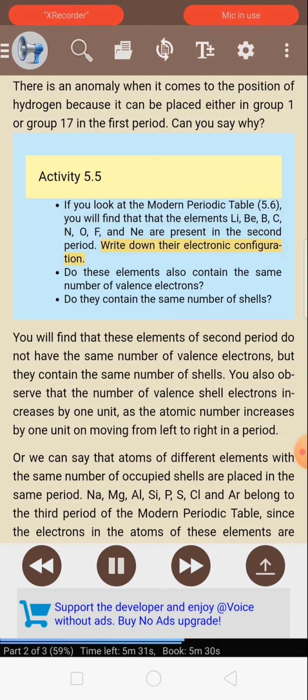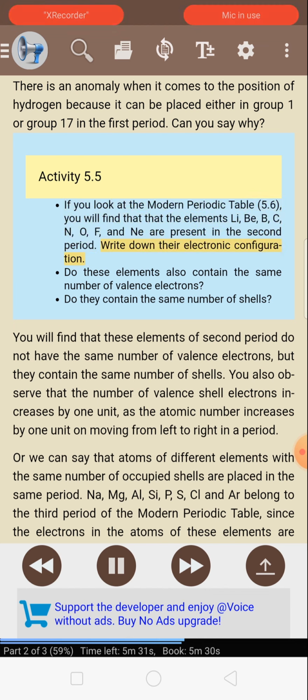You also observe that the number of valence shell electrons increases by 1 unit as the atomic number increases by 1 unit on moving from left to right in a period. Or we can say that atoms of different elements with the same number of occupied shells are placed in the same period. Na, Mg, Al, Si, P, S, Cl, and Ar belong to the third period of the modern periodic table, since the electrons in the atoms of these elements are filled in K, L, and M shells. Write the electronic configuration of these elements and confirm the above statement.